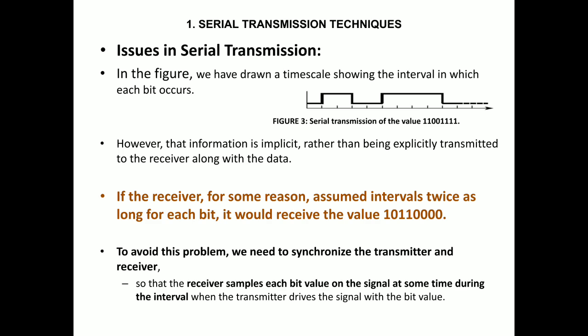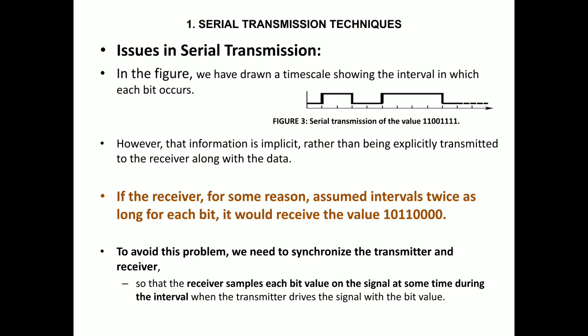One way to avoid this is to specify the sampling time. Since we are transmitting data serially, we need to specify that one data bit is sampled for this time duration, and after this duration you sample the next bit. We need to specify a sampling period for each bit. The condition is that the receiver should sample each bit value on the signal for a particular time interval, and after this interval the transmitter needs to send the data.